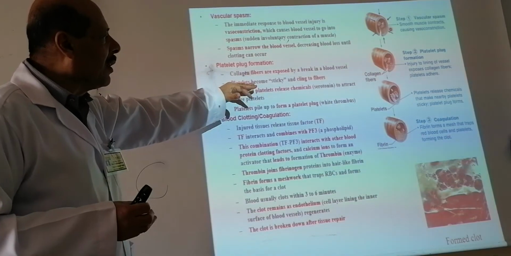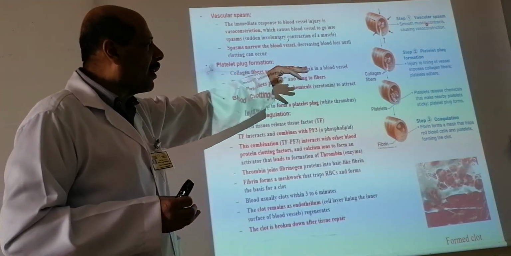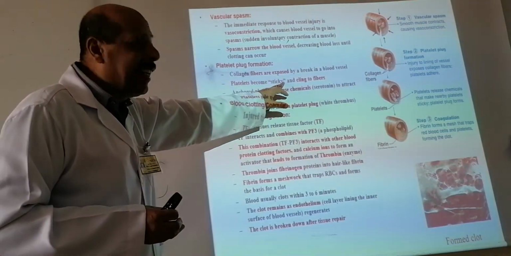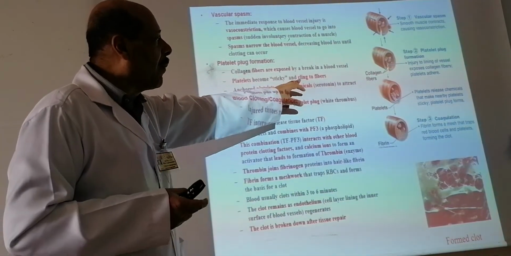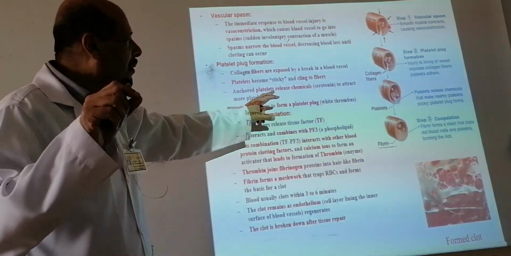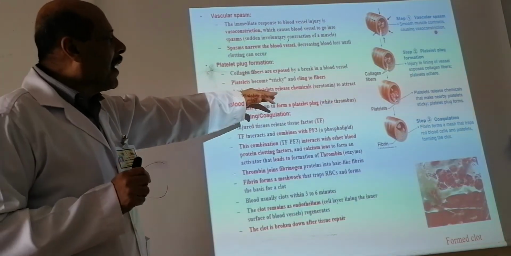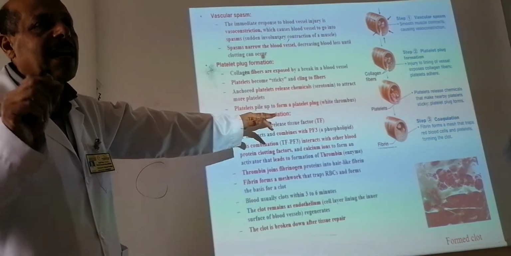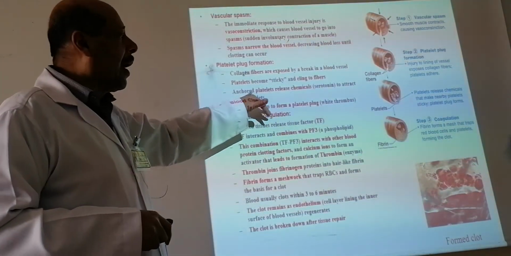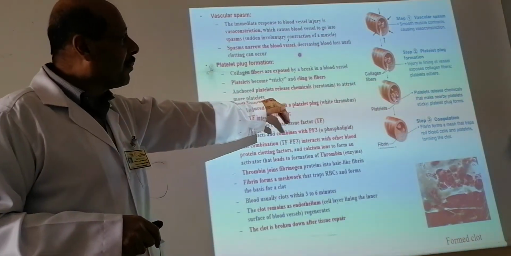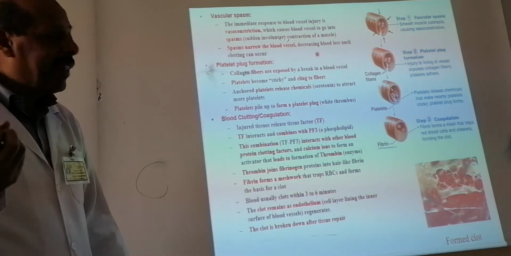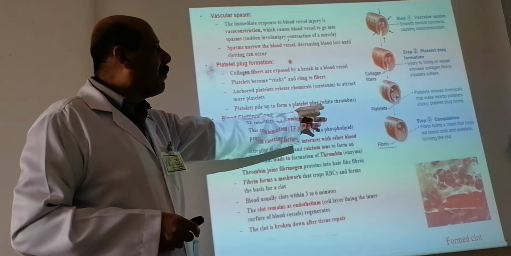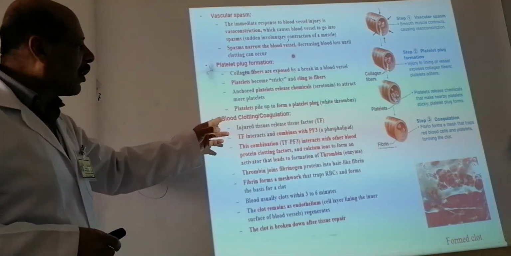Platelet plaque formation: the collagen fibers are exposed by the broken blood vessels. Then the platelets become sticky and cling to the fibers. Anchored platelets release the chemical serotonin, a chemical substance released from the platelets to attract more platelets there. Platelets build up and form platelet plaques, which is the white thrombus.